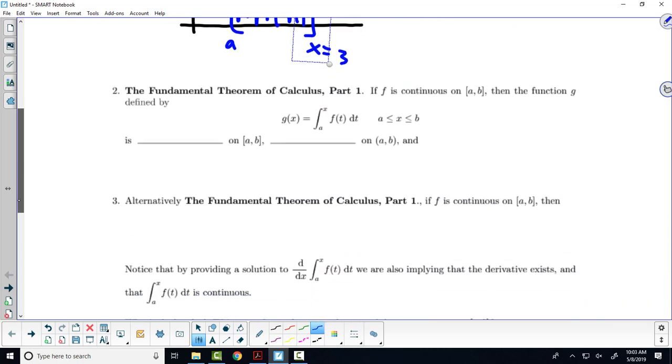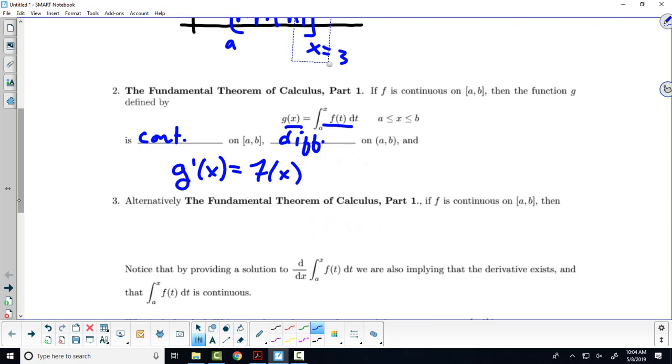So it says, given our area function right here, this function is continuous and differentiable. Those two parts are sort of important, but not the most important part here. The most important part is, once we've said it's differentiable, what is its derivative? Remember, when we say what's its derivative, that's saying how does it change? How does g of x change? It changes by f of x. Okay? So that's the fundamental theorem.